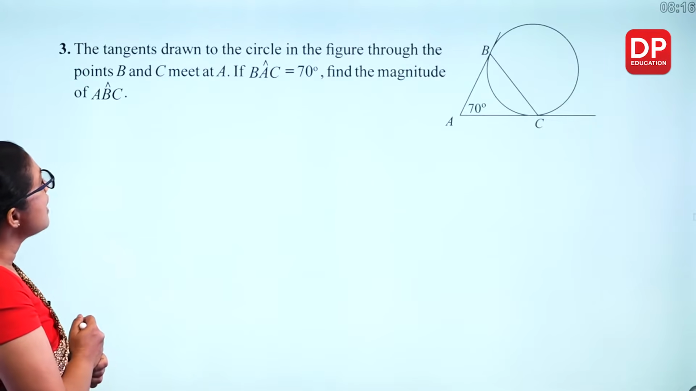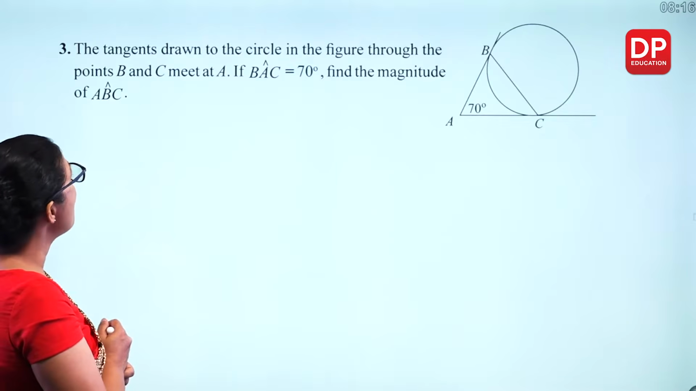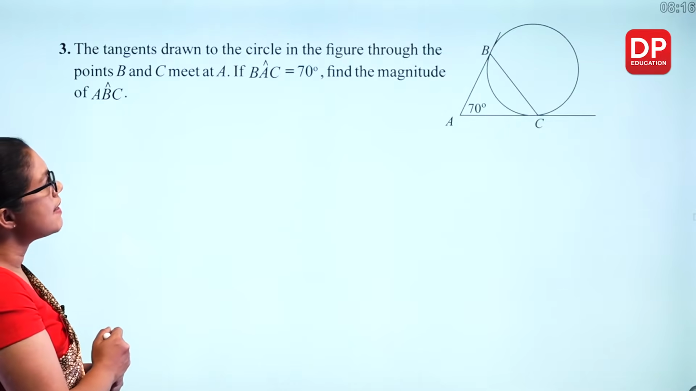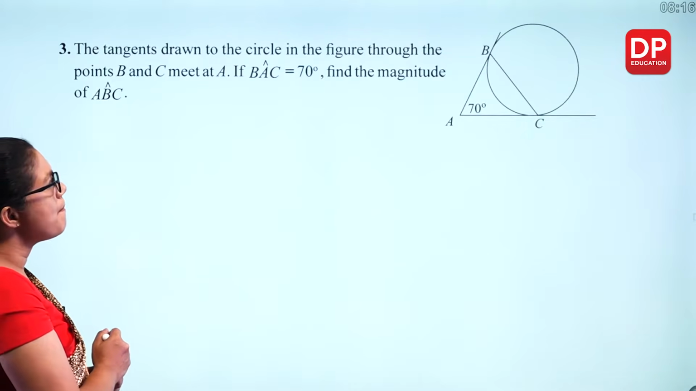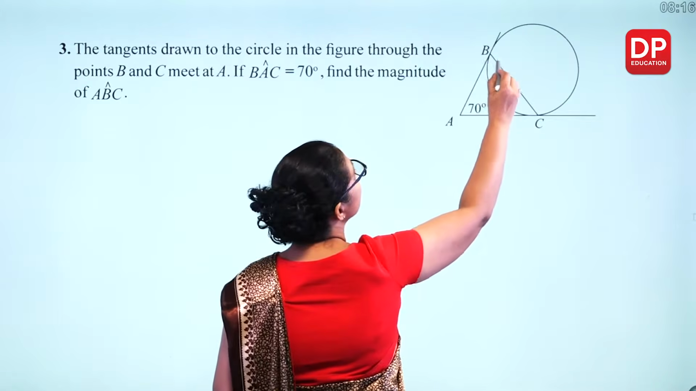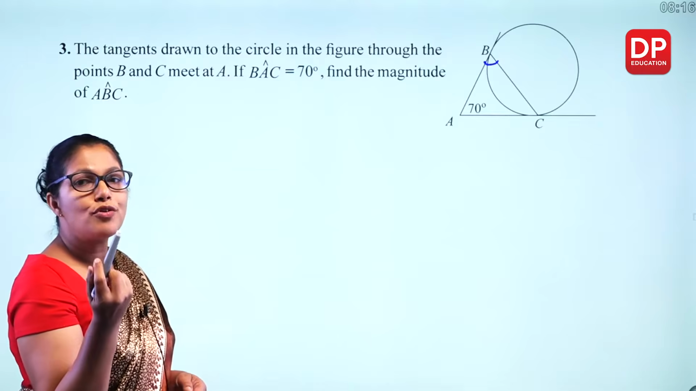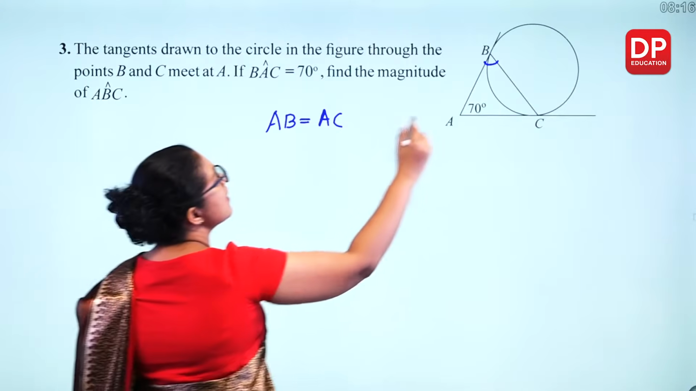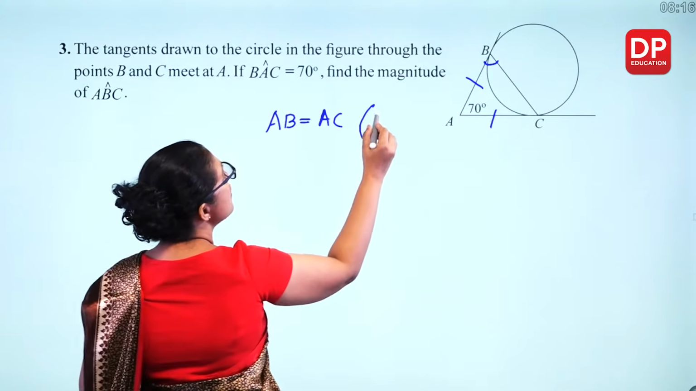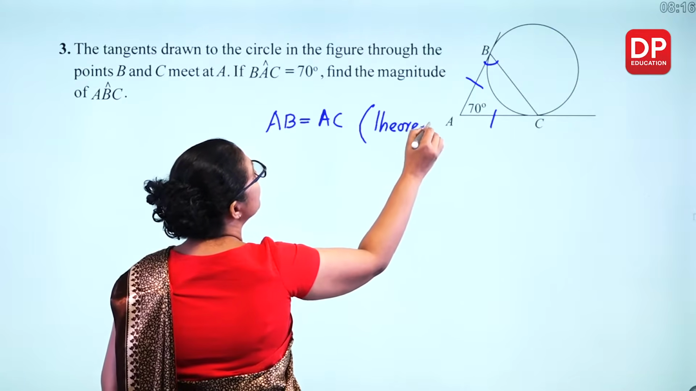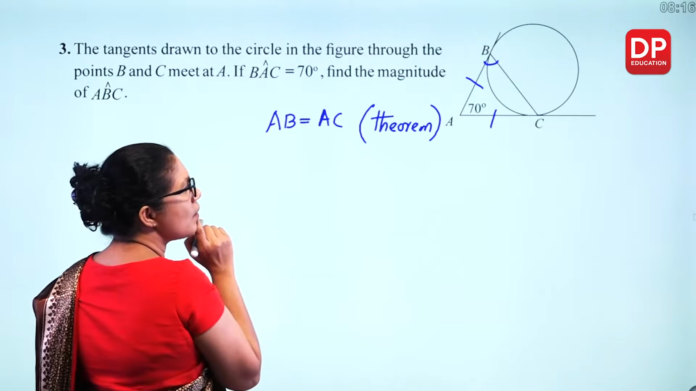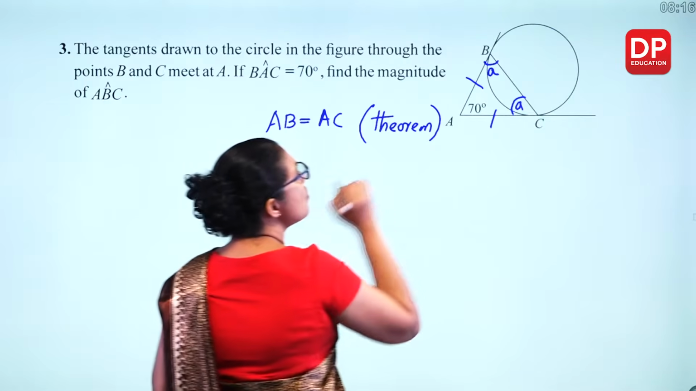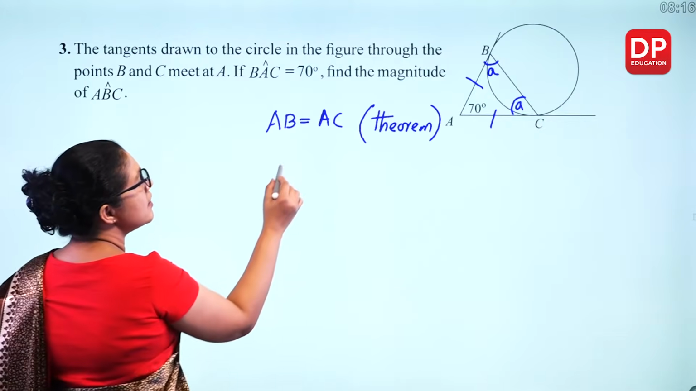Question number 3. The tangents drawn to the circle in the figure through the points B and C meet at A. BAC is 70 degrees. Find the magnitude of ABC, this angle. What you know about the tangents? AB is equal to AC. This length is equal to this length according to the theorem. Two tangents are equal. If these two are equal, if this is A, this is also A, isosceles triangle.